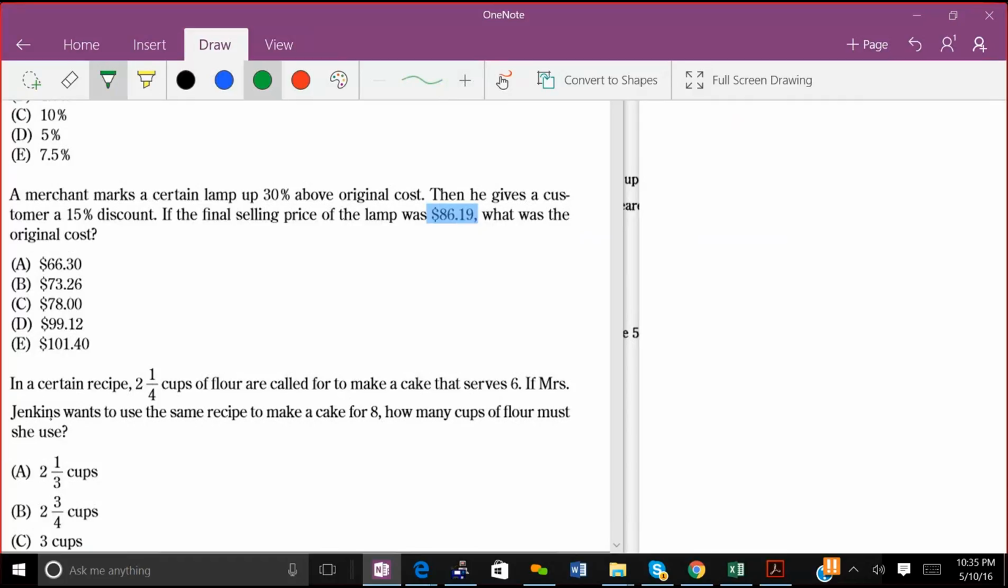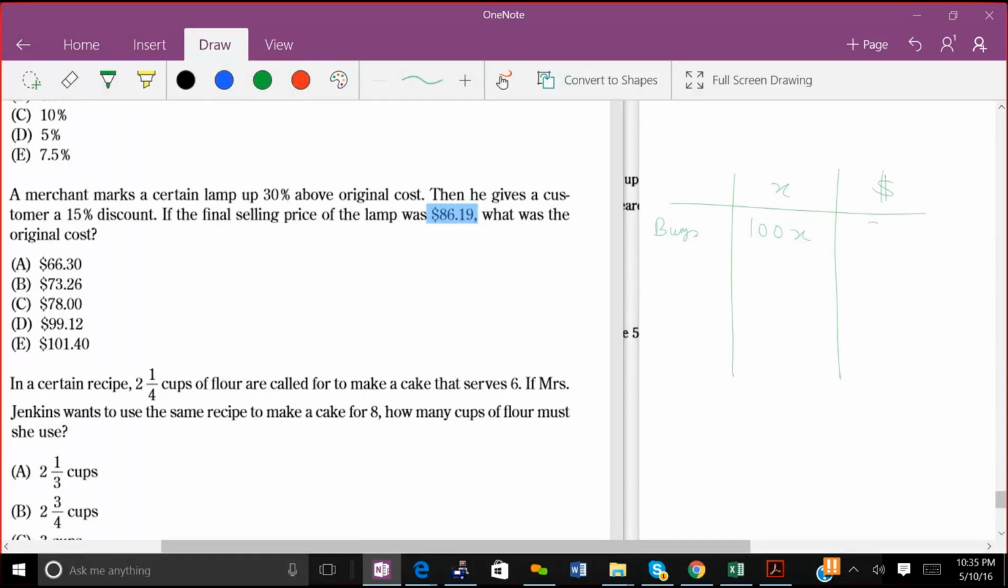Let's see. He buys at 100x. Here's x, and this is the dollar amount. We don't know the dollar amount, and this is what we need to find out at the end. Then there's a markup. It's 30%, so you can see that it's 30x. We don't know that either. So they sell at 130x. And we don't know that either.